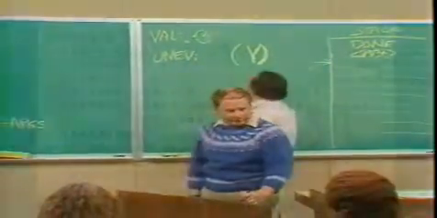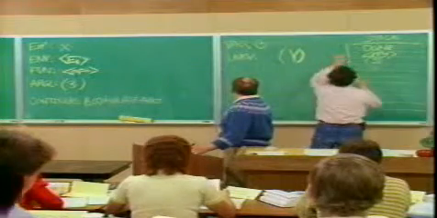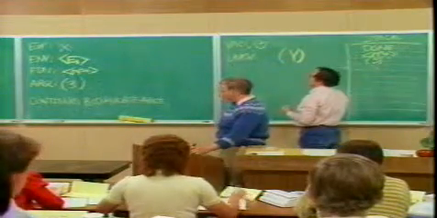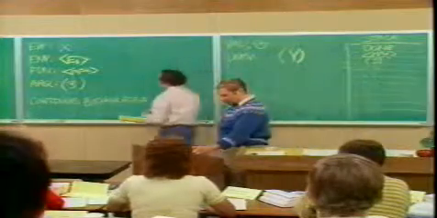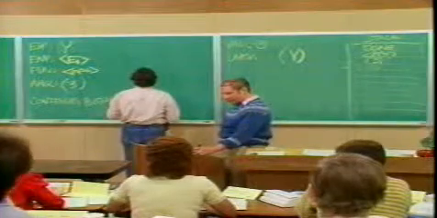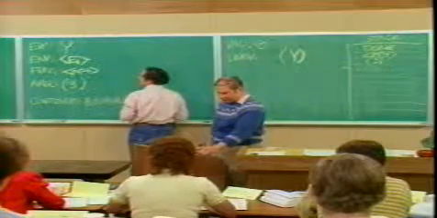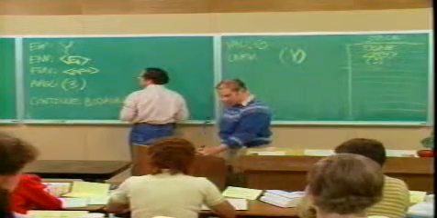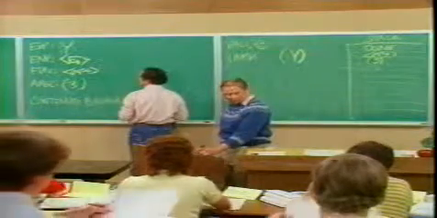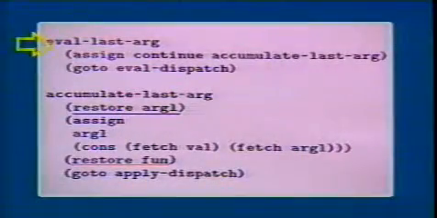Now we're about to do the next argument. So the first thing we do is save argl. We assign to exp the first operand of fetch of unev. We test and see if that's the last operand. In this case, it is. So we're going to go to a special place that says evaluate the last argument. Because notice, after evaluating the argument, we don't need the environment anymore. That's going to be the difference. So here at eval last arg, which has assigned to continue accumulate last arg.